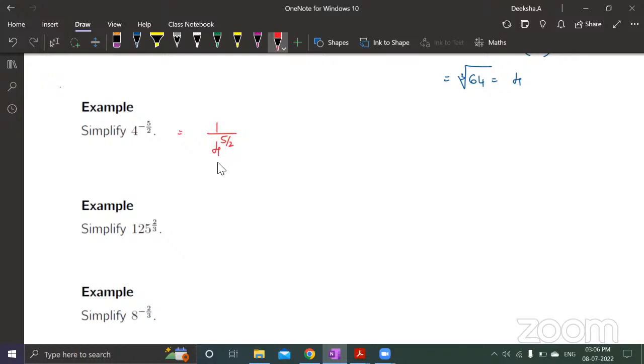Now this power, I will split it. I'll split it as 4 power half, whole power 5. I can also write it as 4 power 5, whole power half. 5 by 2, I'm just splitting as 5 into 1 by 2. Both are equal. But which one do I choose? I know the square root of 4. Instead of multiplying 4 five times and then taking the square root, because 4 power 5 is going to be a big number and you need to know the square root of that, take the simple number first. First, take the fractional power so that the number becomes small.